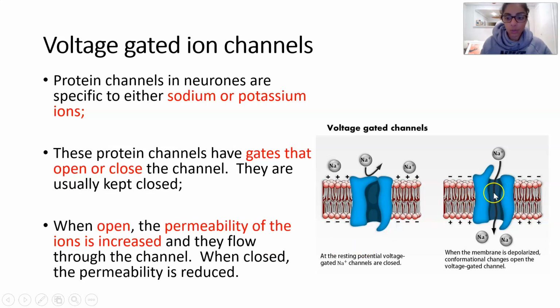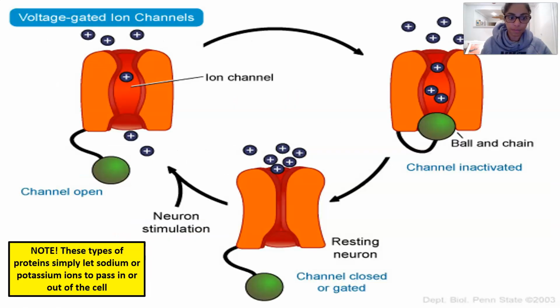When these channels do open, however, we'll talk about why that happens later, the permeability of their specific ion will increase, and therefore the flow of ions from one location to another will increase. Here we're just showing a simple cartoon for how this voltage-gated system works. In the off position, when the gate is closed, no ions can travel through. When this channel is open, when this gate opens and this channel widens up, we start to have an influx of ions.